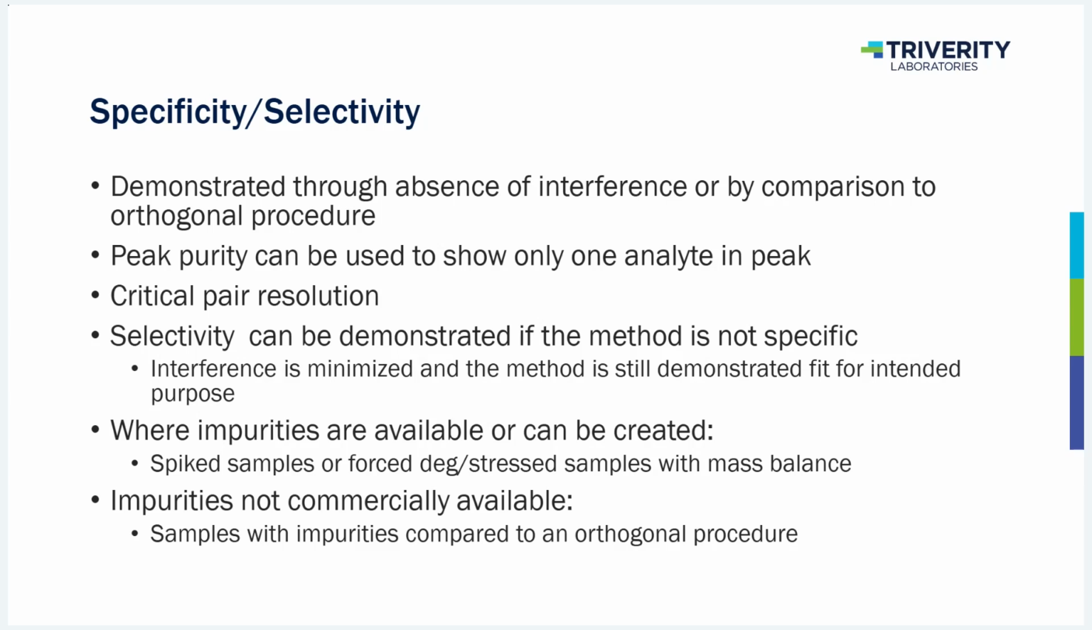If the impurities are not commercially available, you need to run samples with impurities. And commercially available means that you can reasonably purchase them. We can get almost anything synthesized, right? But how much is that going to cost? Typically, if you're purchasing an API, the API manufacturer provides the impurities to you, or you can go someplace like Sigma and purchase them. So if you're not able to purchase the impurities, maybe you don't have it identified yet, you want to look at samples with impurities and then compare that to an orthogonal procedure to make sure that you can get that specificity.